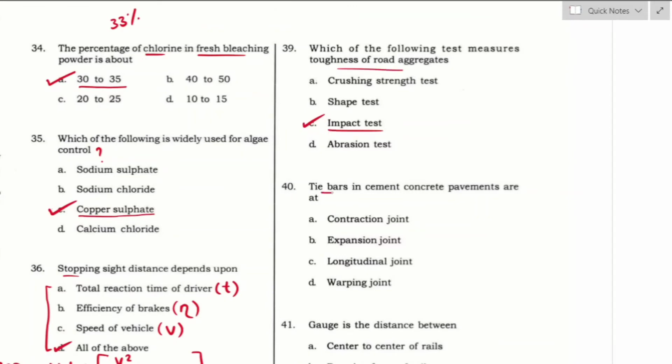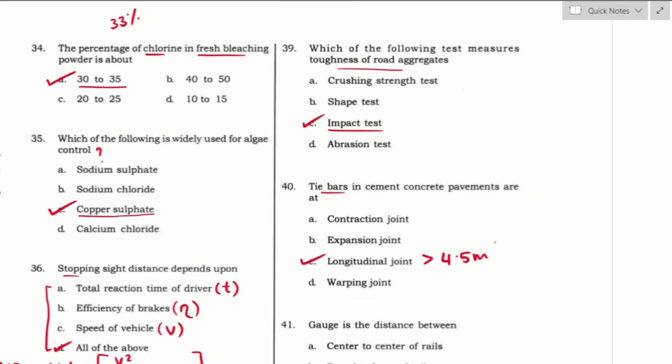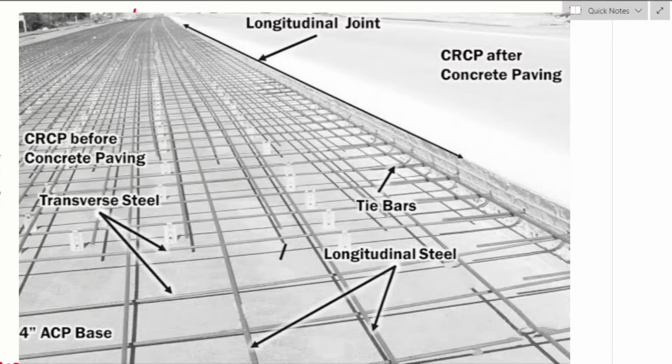Question number 40. Tie bars in a cement concrete pavements are at longitudinal joint. Option C is the right answer, because longitudinal joints are provided along the length of the pavement and provided if the pavement width is greater than 4.5 meter. In the following figure you can observe the tie bars are provided along the longitudinal joints.